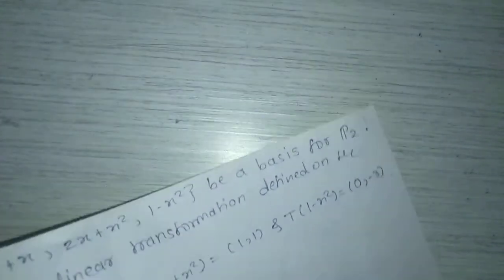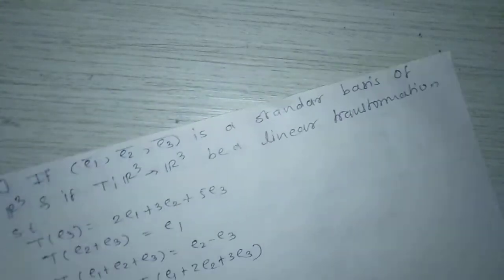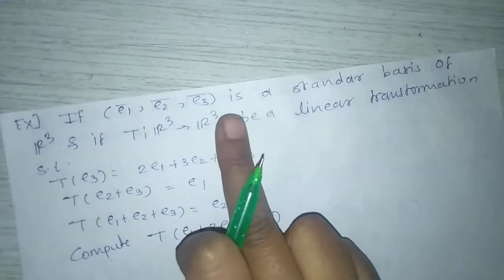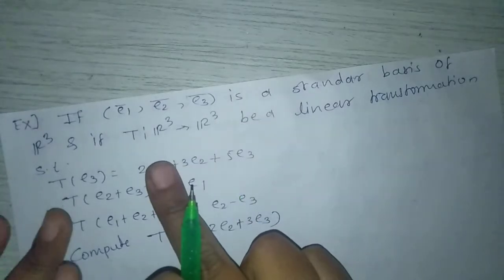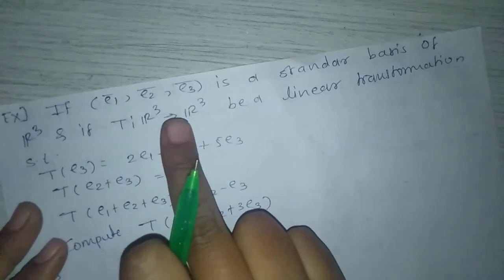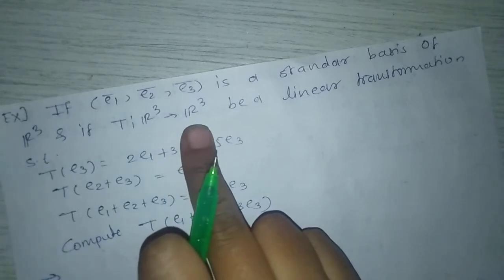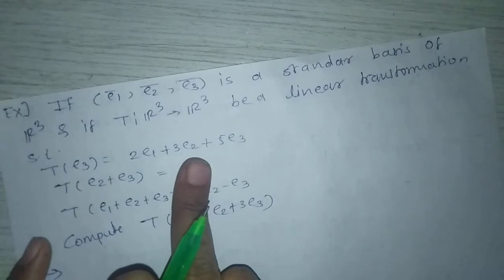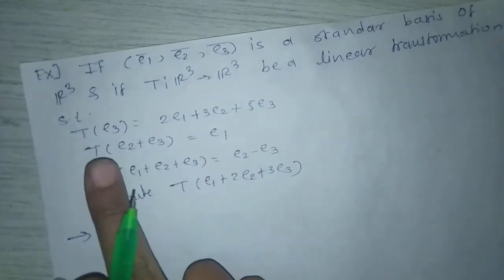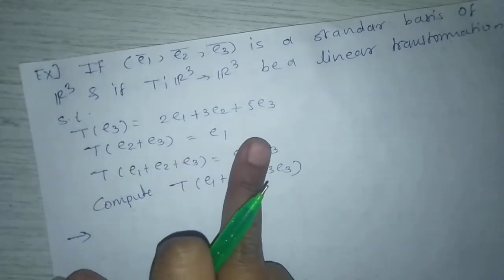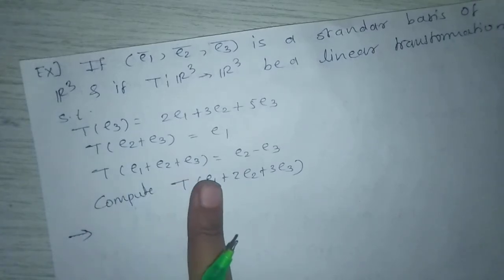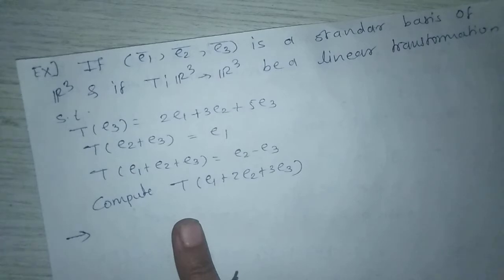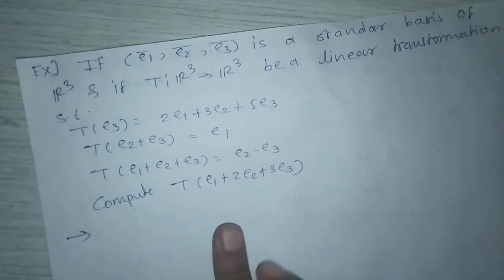Next example. If e1, e2, e3 is the standard basis of R3 and T mapping R3 to R3 is a linear transformation such that T of e3 equal to 2e1 + 3e2 + 5e3, T of (e2 + e3) equal to e1, T of (e1 + e2 + e3) equal to e2 - e3. Compute T of (e1 + 2e2 + 3e3).